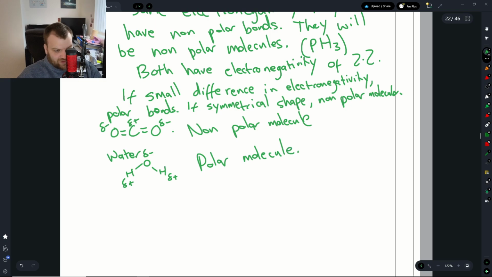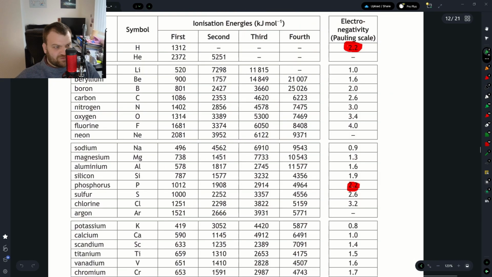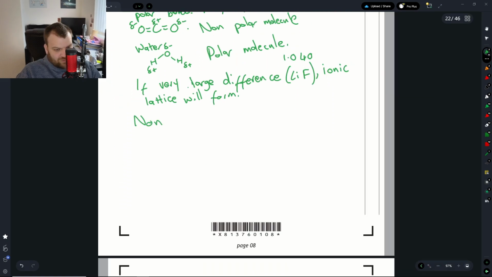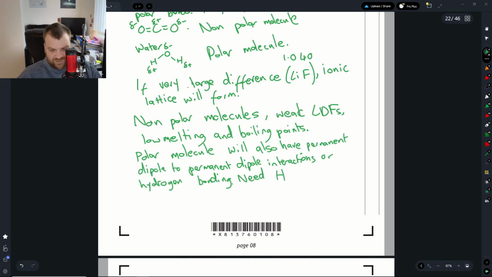Next we could talk about ionic chemicals. And that's when you've got a very large difference. And that would be something like lithium and fluorine. Lithium 1.0 and fluorine 4.0 will form from there. Then talk about intermolecular forces. They would have weak LDFs and therefore low melting points and boiling points. Polar molecules would have either permanent dipole to permanent dipole or hydrogen bonding. And we need H directly bonded to F, O or N.